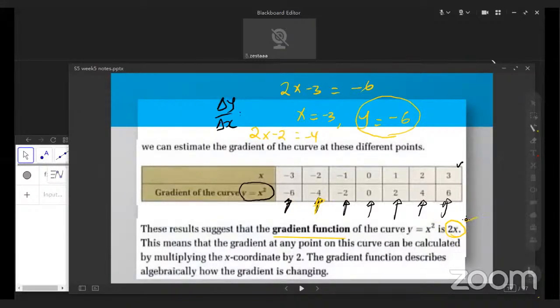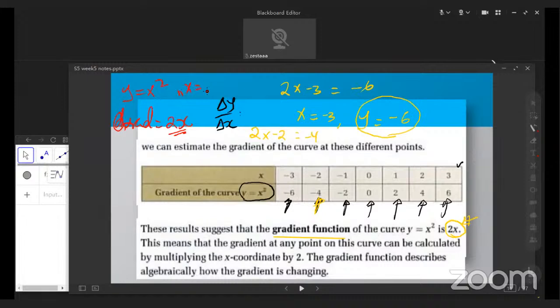So in a simpler form, for you to get the gradient of the different points on the curve, it is 2 times the x, which will give you the gradient of that given point on the curve. The main point we are trying to drive at here is that if you're to get the gradient of y equals x squared, the gradient will be 2x. So no matter what you do, you only need to get the value of x.